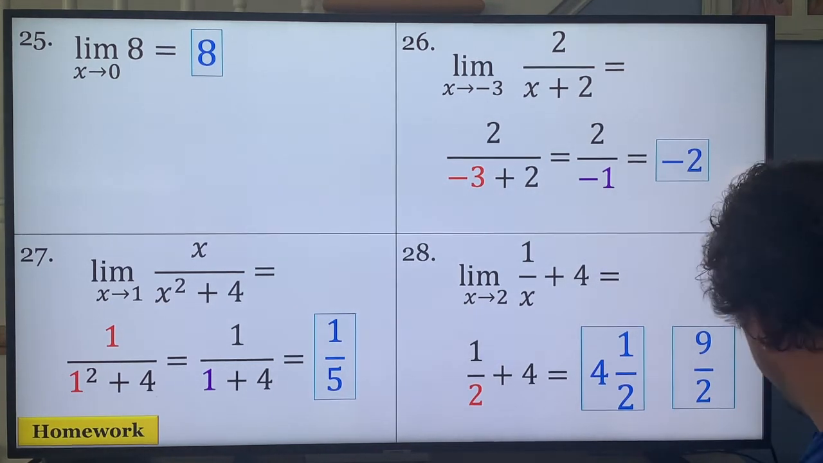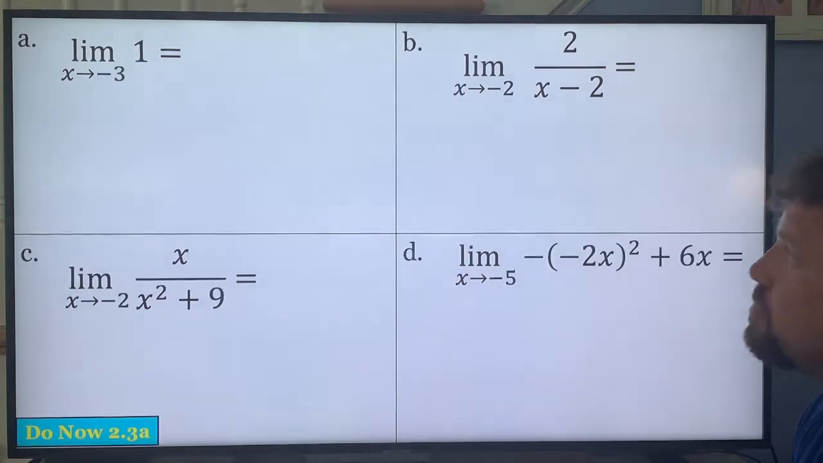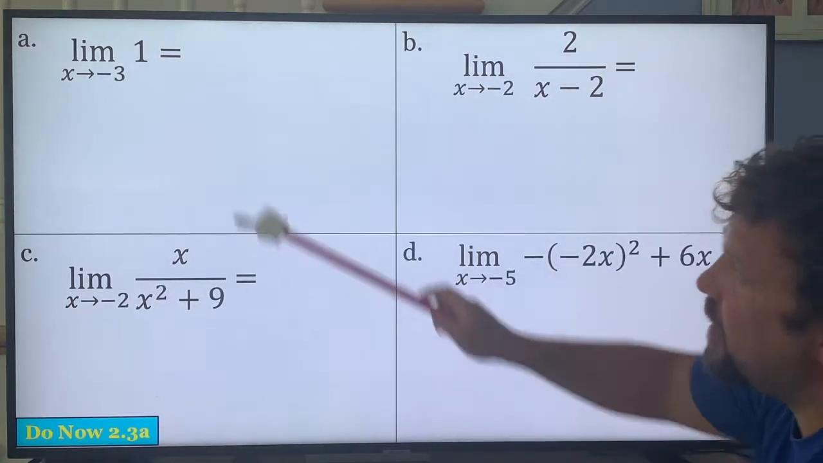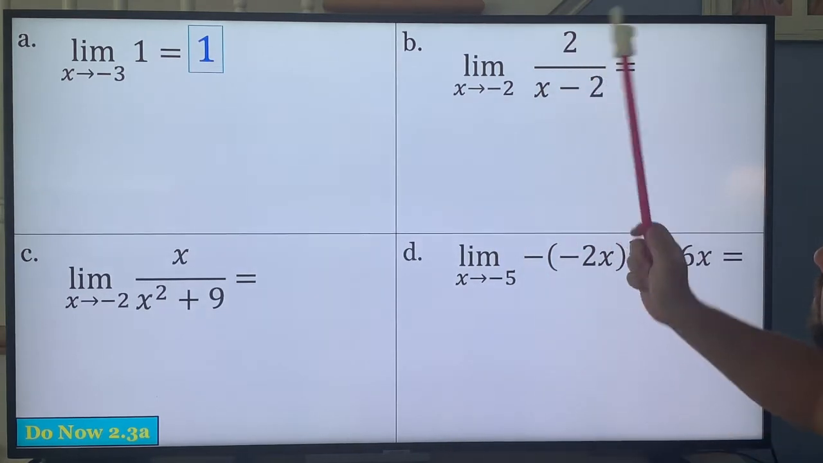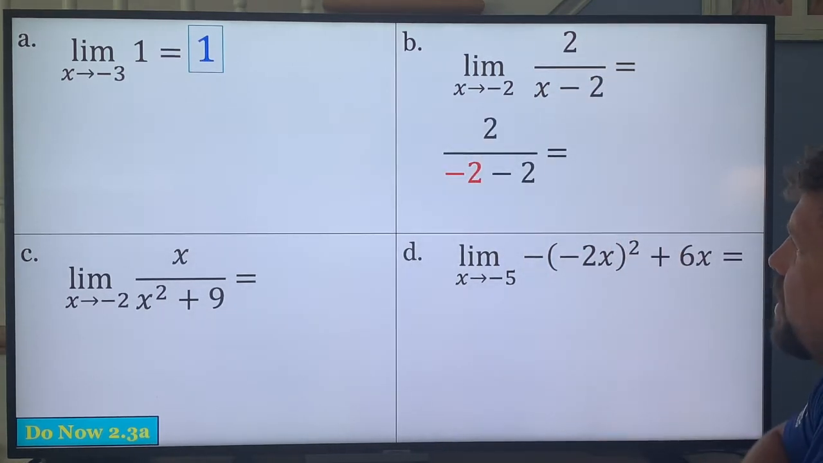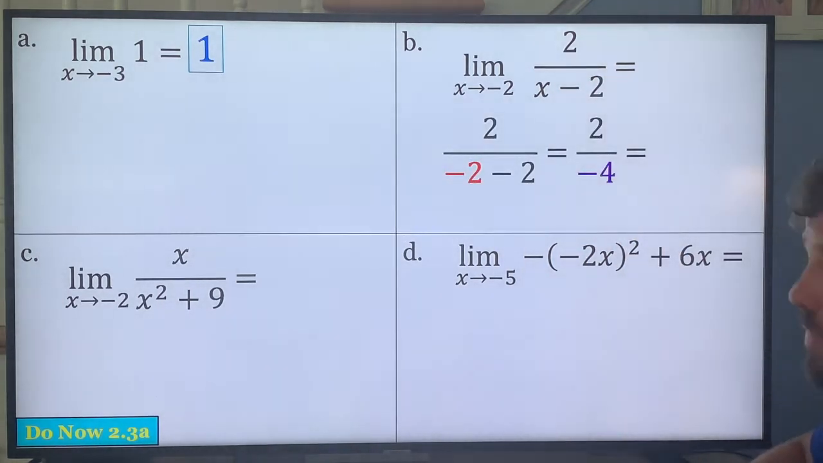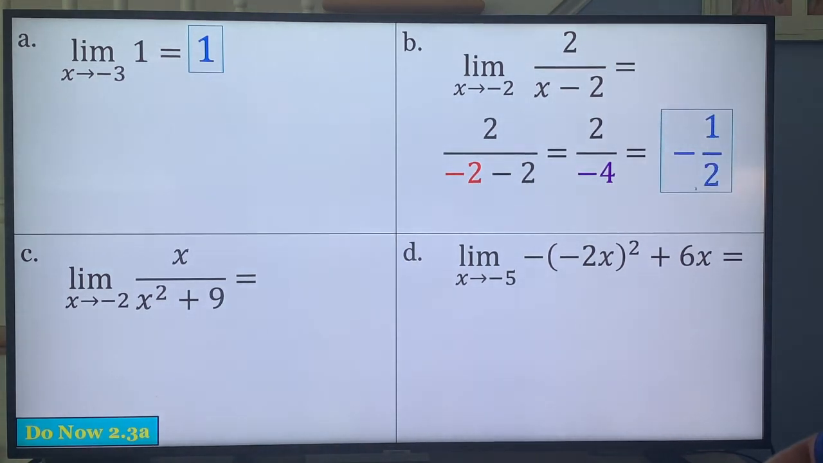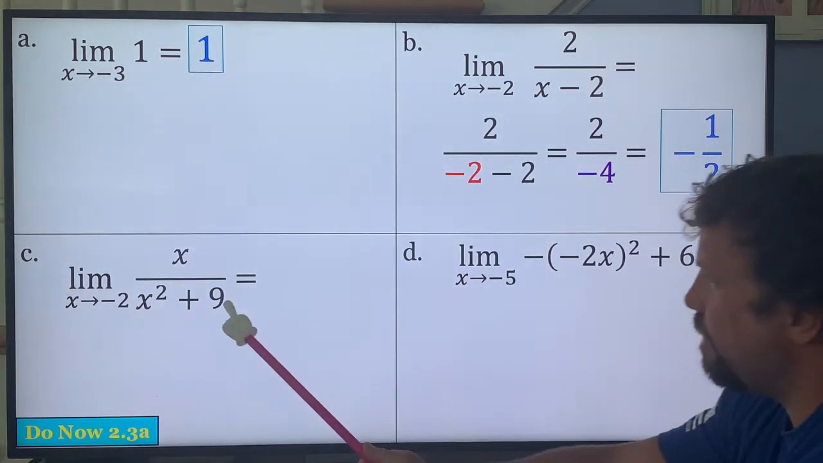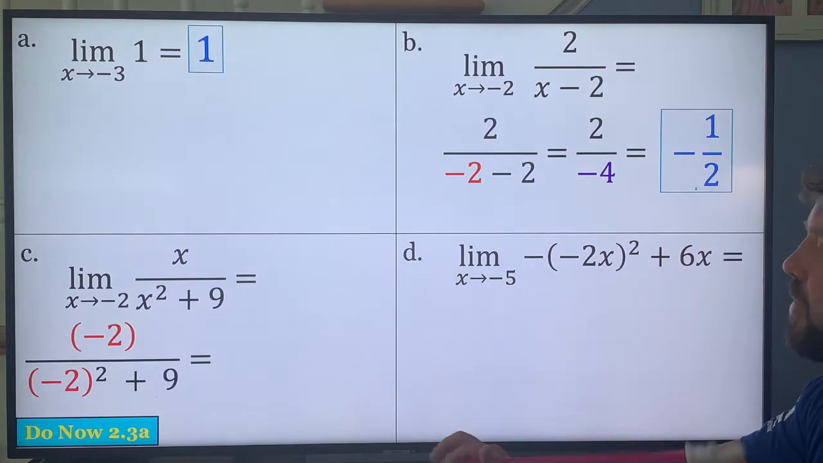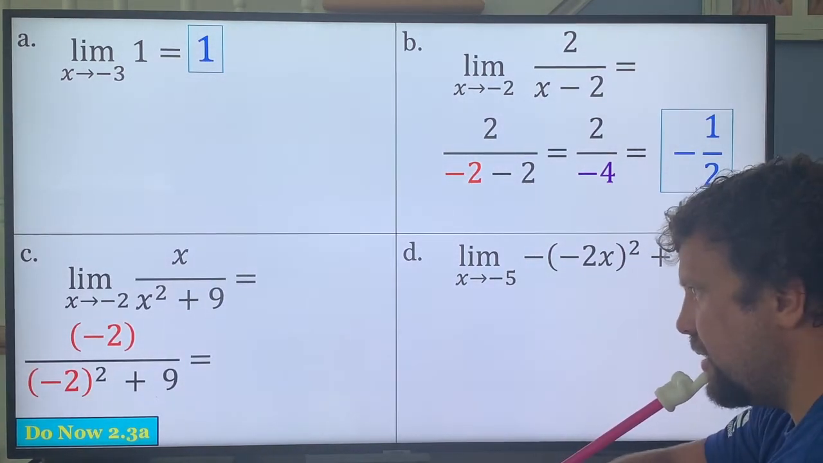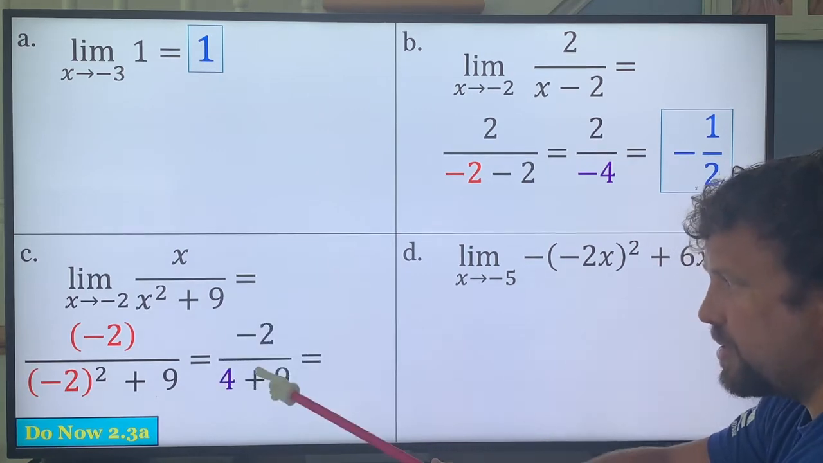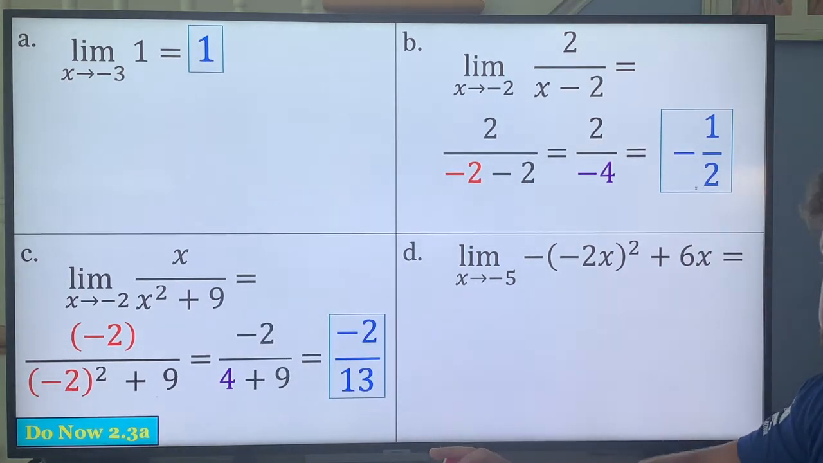All right. Do now. Should have done the do now. Limit of a constant, no matter what it approaches, is that constant. Answer is 1. 2 over negative 2 minus 2. Negative 2 minus 2 is negative 4. Negative 1/2. Negative 2. Negative 2 squared plus 9. Negative 2 over 4 plus 9. Negative 2/13.